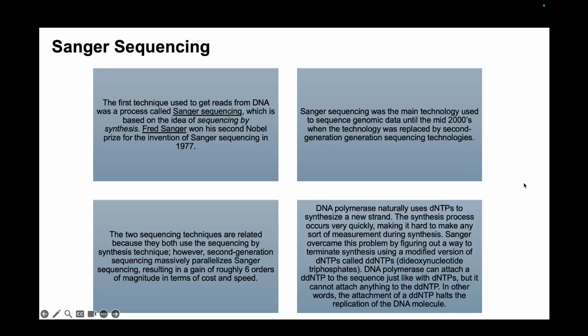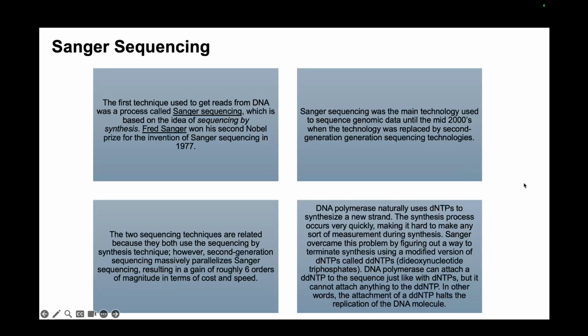The overview of this process is called sequencing by synthesis. If you have a single-stranded piece of DNA and you add DNA polymerase to it, you also add a special type of nucleotides. Normally the nucleotides are dNTPs, deoxynucleotide triphosphates. But what Sanger did was add ddNTPs, which are dideoxynucleotides. In deoxynucleotide triphosphates you have one deoxy group, and in the case of di, it's pretty evident you'll have two.